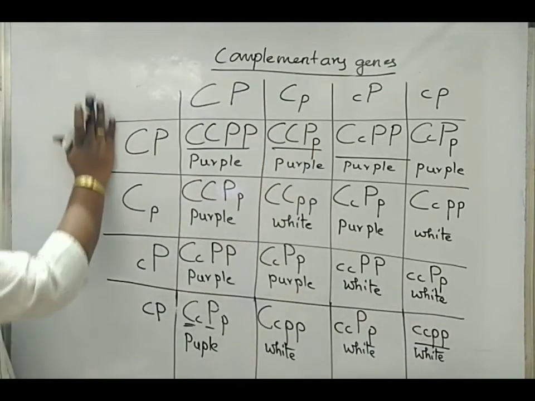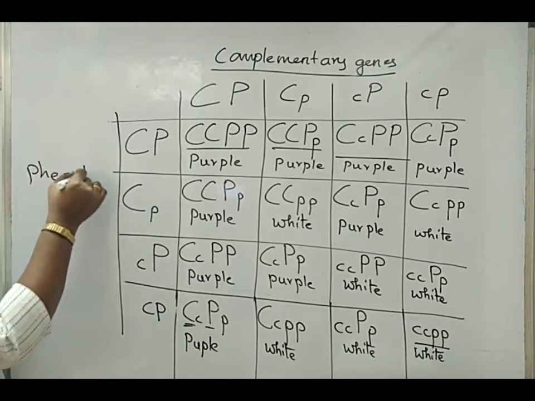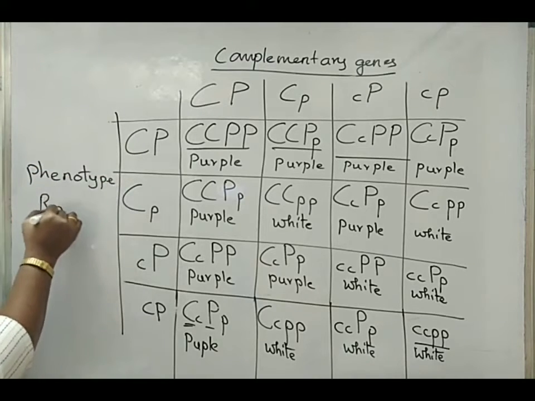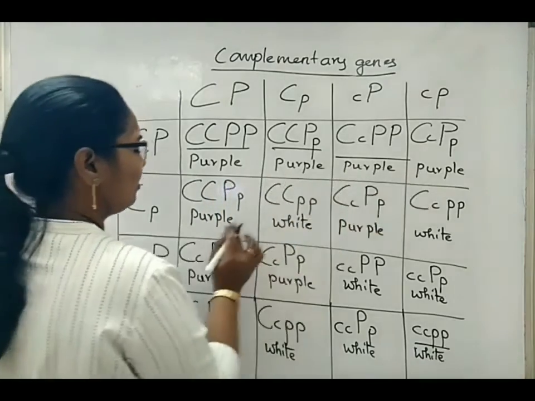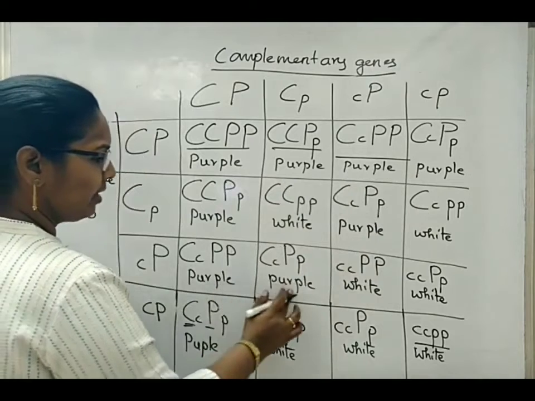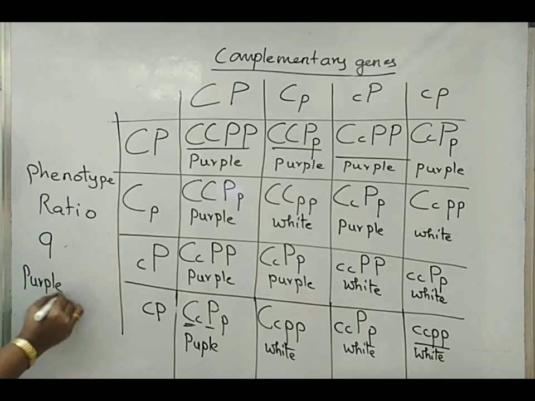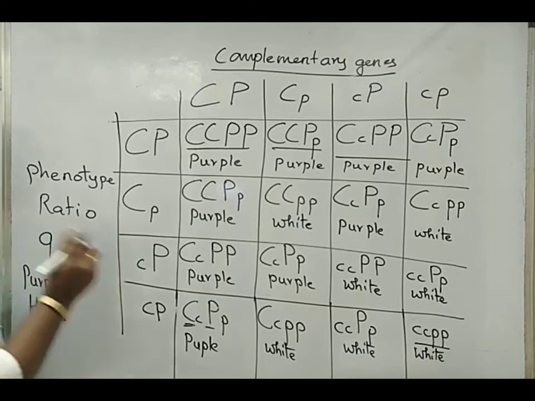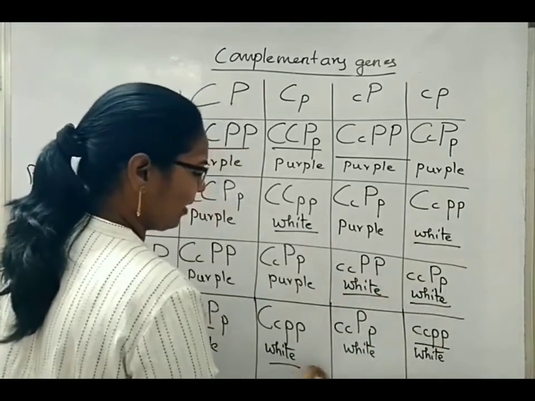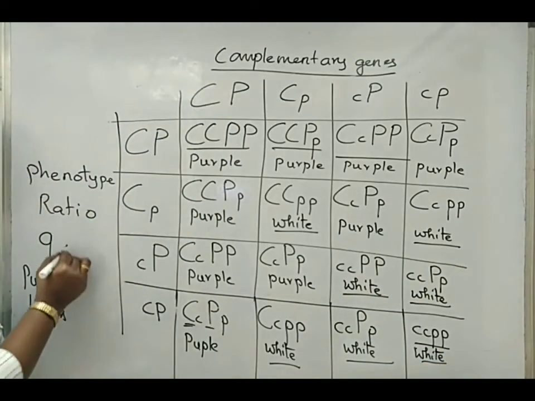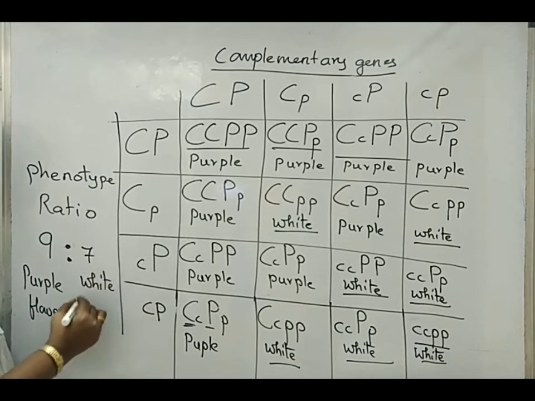If you see the phenotypic ratio in the F2 generation, how many purple are there? 1, 2, 3, 4, 5, 6, 7, 8, 9. So 9 are purple colored flowers. How many are white? 1, 2, 3, 4, 5, 6, 7. We'll write this in ratio form, for white colored flowers.